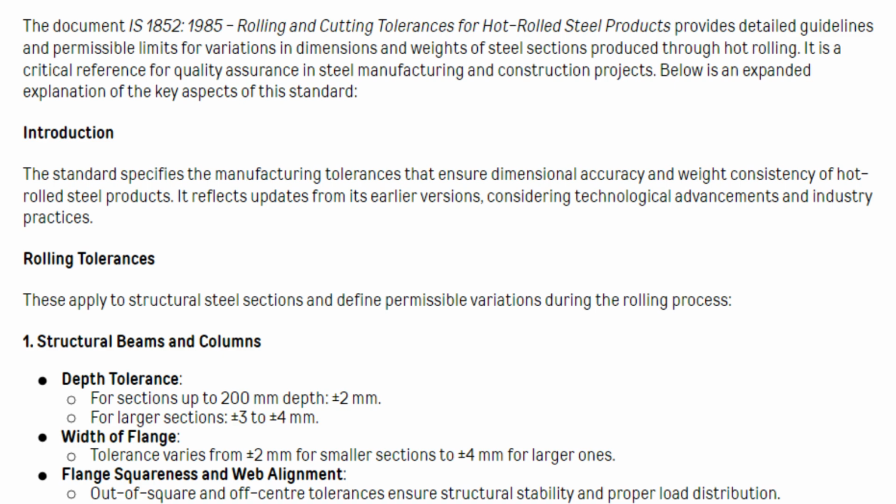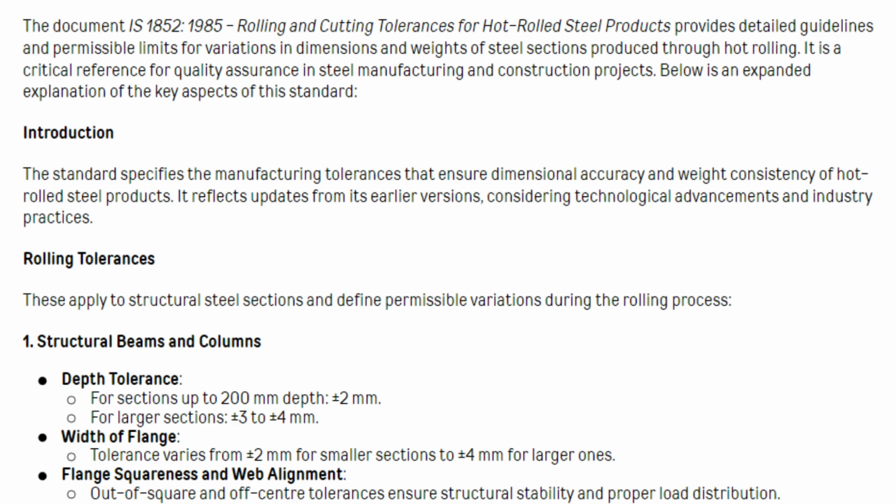1. Structural beams and columns. Depth tolerance: for sections up to 200 mm depth, plus or minus 2 mm. For larger sections, plus or minus 3 to plus or minus 4 mm. Width of flange: tolerance varies from plus or minus 2 mm for smaller sections to plus or minus 4 mm for larger ones. Flange squareness and web alignment.